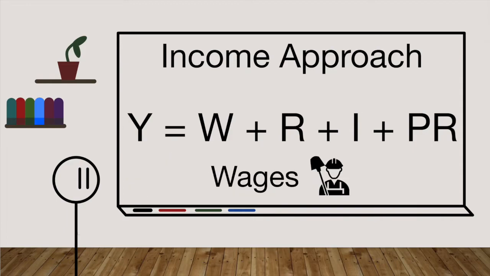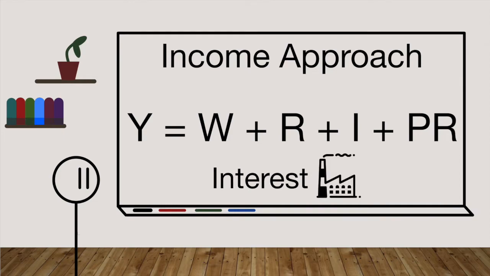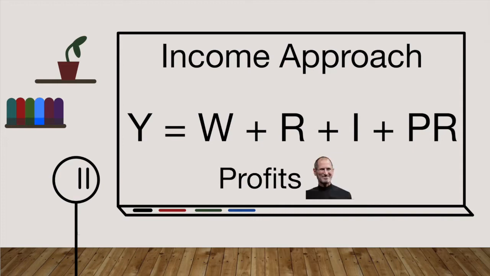W represents wages, the income earned for your labor. R represents rental income, the income earned from land. I represents interest income, the income earned from capital. And finally, PR represents profits, income from entrepreneurship.